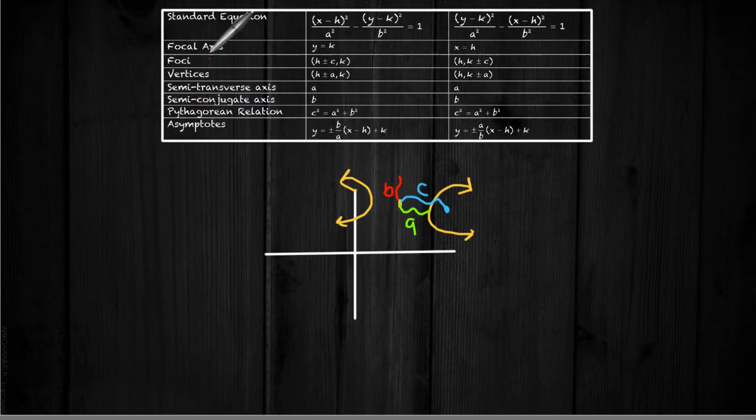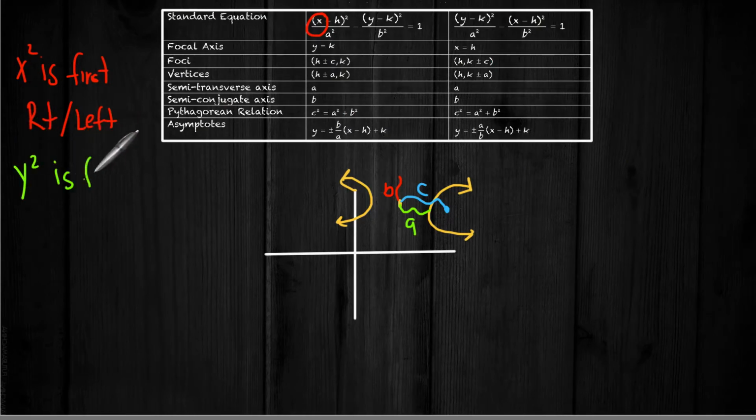Now the thing to remember with hyperbolas, and this is important, is that the letter that comes first determines which way it opens. So if x squared is the first variable, then it's going to open right and left. All right. If y squared is first, then it's going to open up and down. So the transverse axis is not the longer axis, it is the axis in which the parabolas open up.